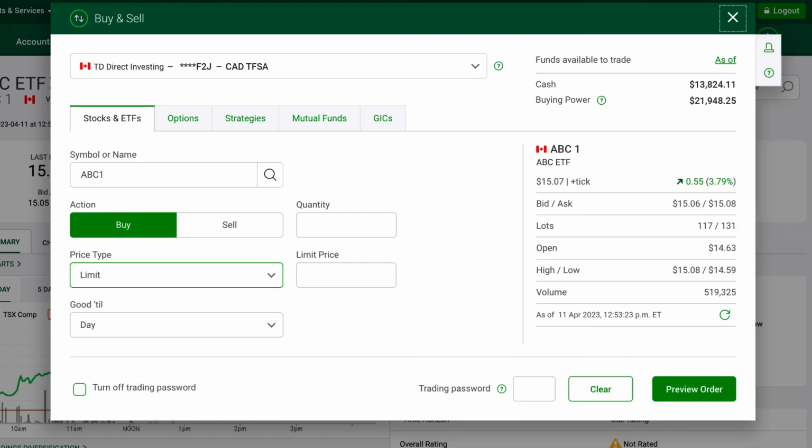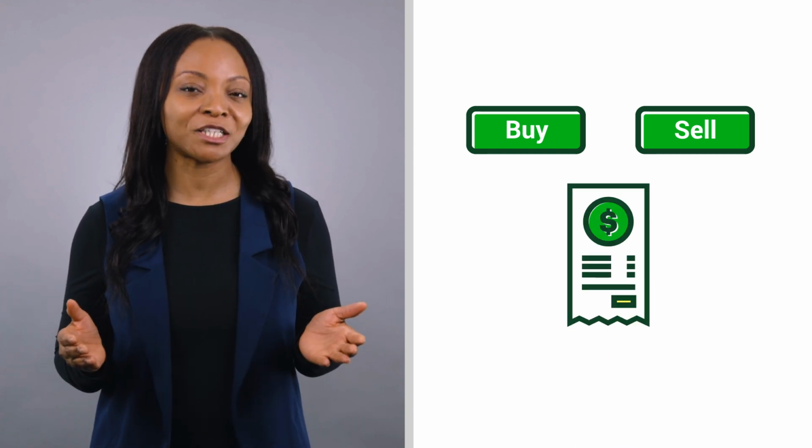When selling an ETF, the selection choices are the exact same. Whether you're buying or selling, make sure you're aware of the commissions that your broker may charge. Knowing this may impact how often you place a trade and which ETFs you choose to invest in. That's all there is to it. Now you're ready to start placing trades yourself.